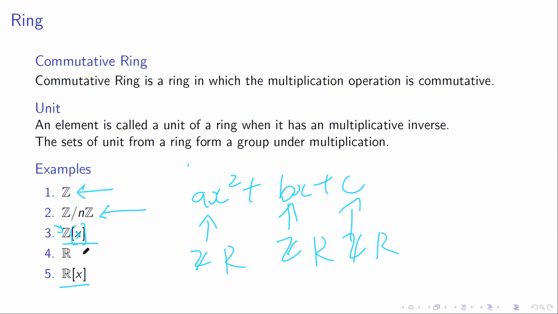And this is also a ring. This is also a ring. The real numbers are a ring. So that's all about rings.